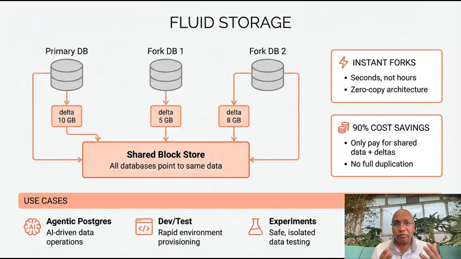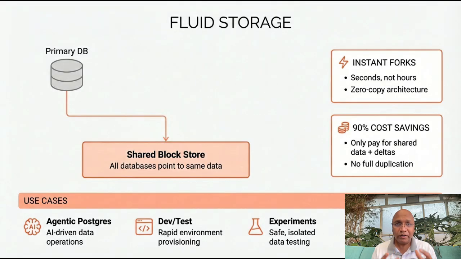But if you were to use something like RDS on Amazon, where they may be using elastic block storage, then you cannot rapidly spin up and spin down these databases. And also they are very expensive. So that's where fluid storage comes in. Let me show you how it works.